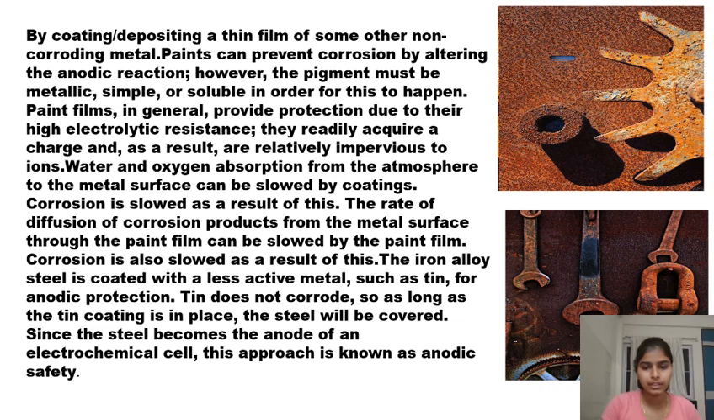The iron alloy steel is coated with a less active metal, such as tin, for anodic protection. Tin does not corrode, so as long as the tin coating is in place, the steel will be covered. Since the steel becomes the anode of an electrochemical cell, this approach is known as electrochemical protection.